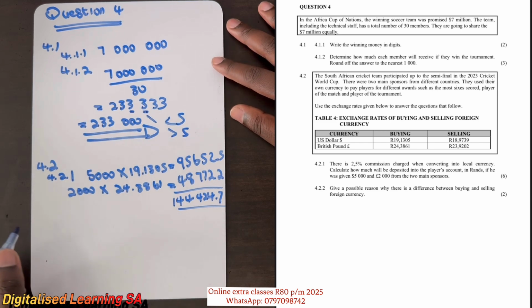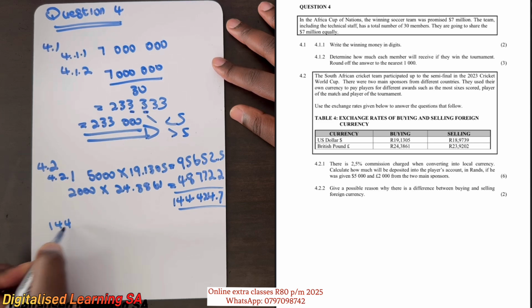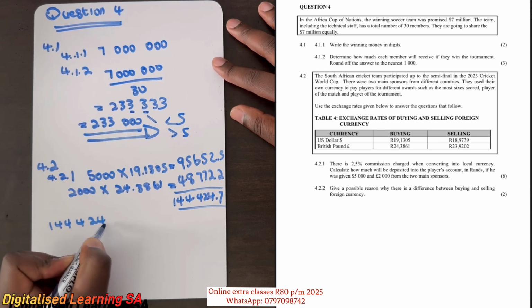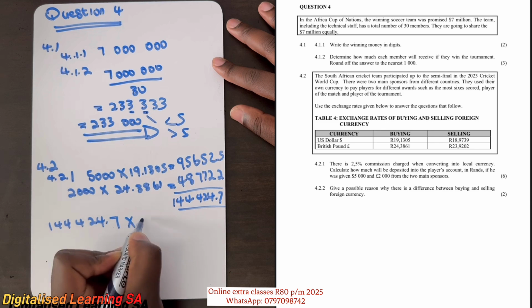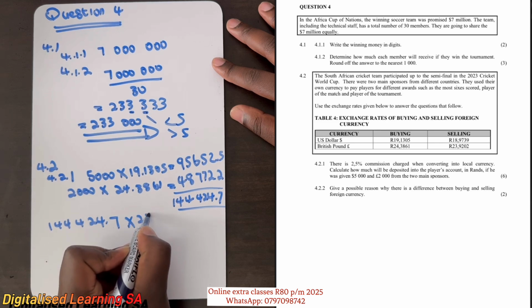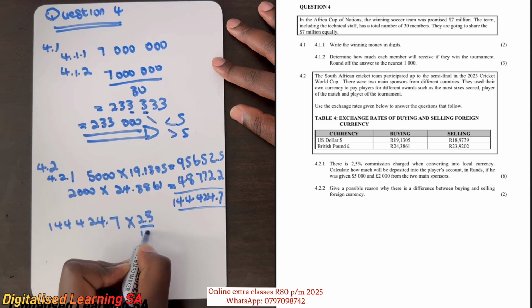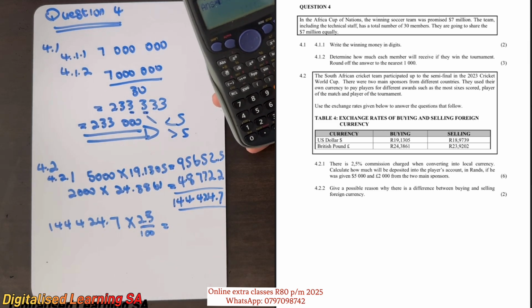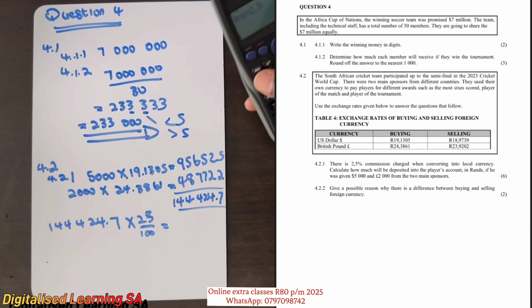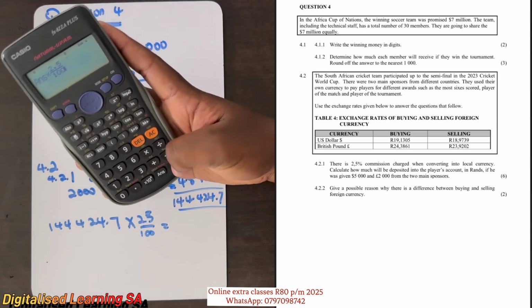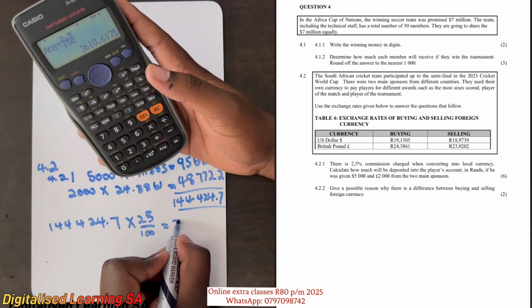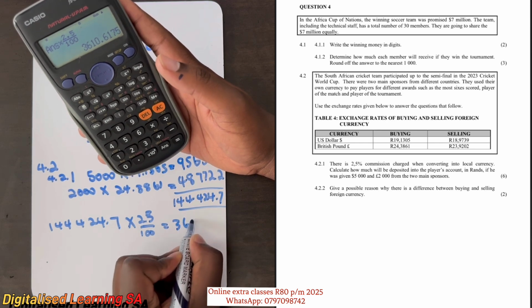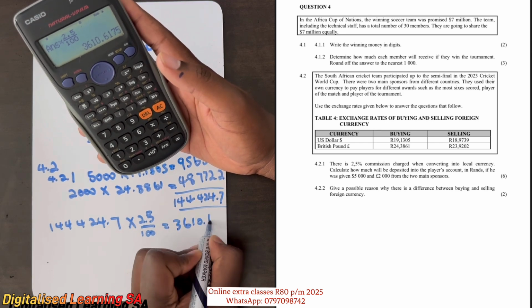Okay, so to calculate how much will be paid into the player's account, we need to remove the commission. So the commission is 2.5%. So we need to come and say 144,424.7 multiplied by 2.5% divided by 100. So this will be our commission, 3,610.62.